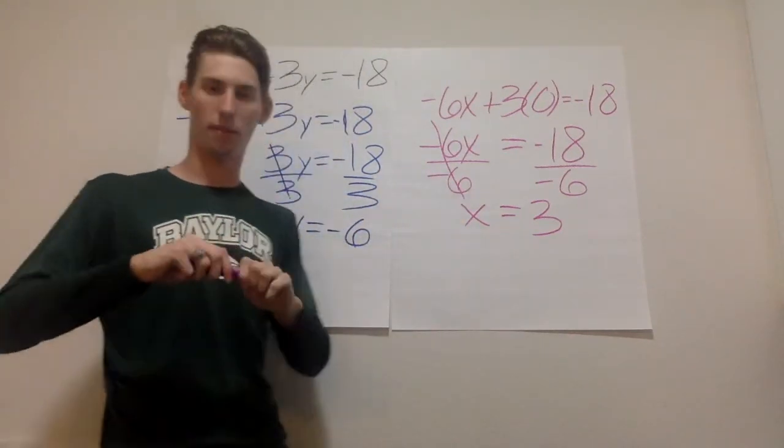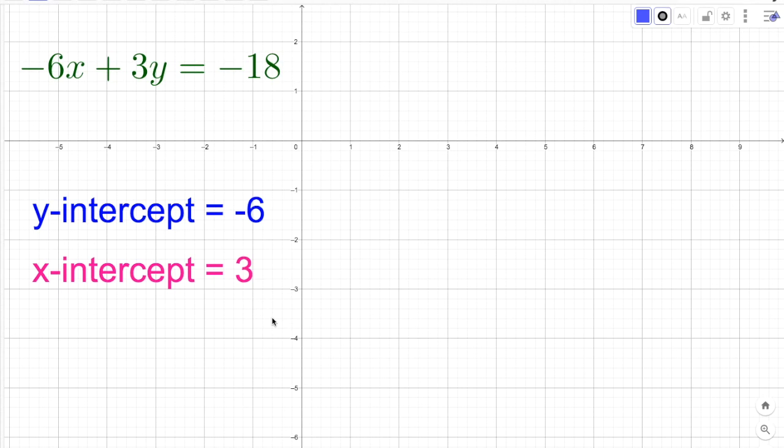Let's go ahead and graph. Now that we figured out our y-intercept and x-intercept, let's use those to graph this equation, -6x plus 3y equals -18. So y-intercept is where our graph crosses the y-axis, and it says it's at -6. So I'm going to go down to -6 on the y-axis, and we plot a point, so we know that's where we're going to go through with our graph.